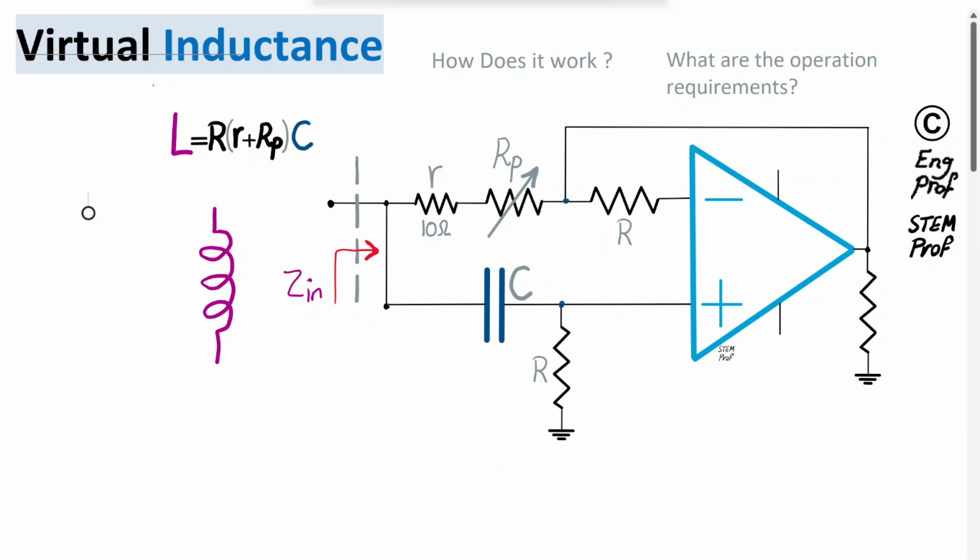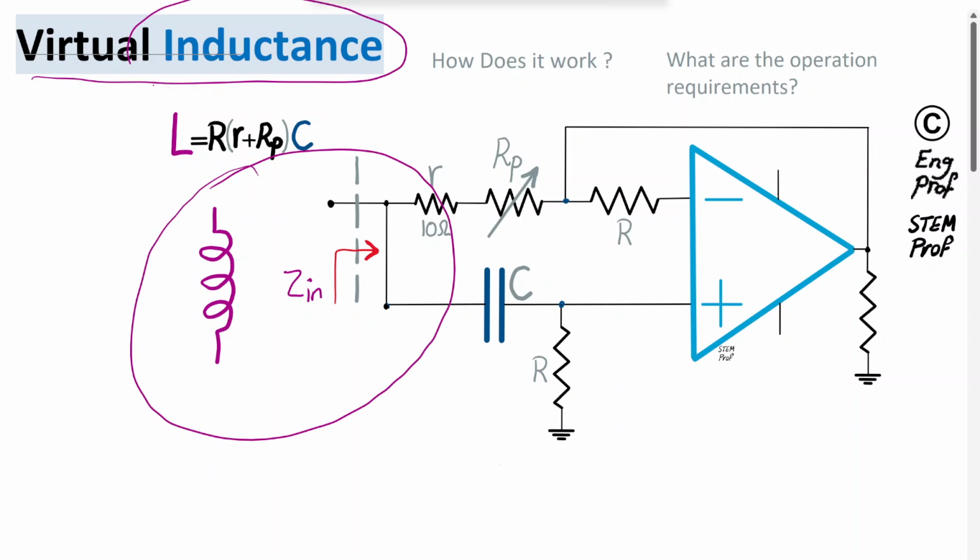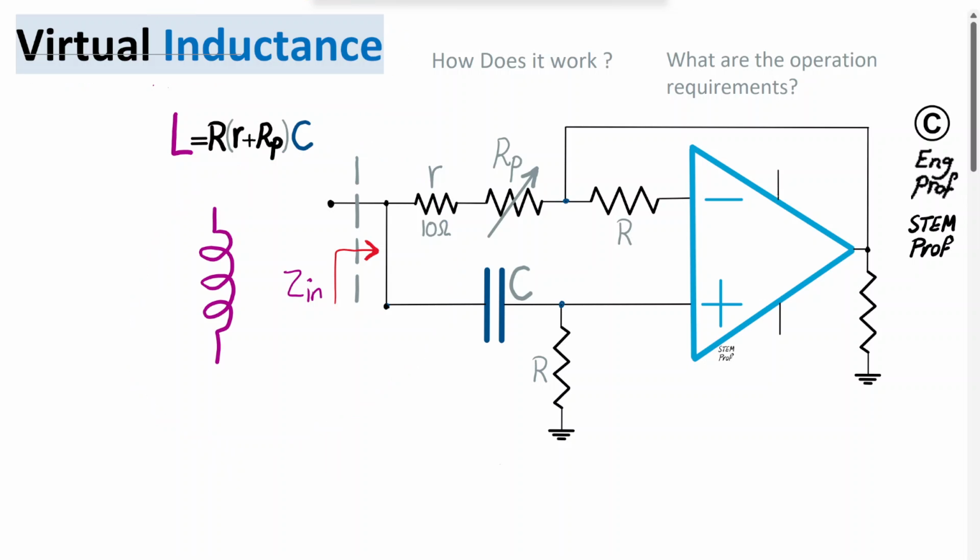An example implementation of a virtual inductance or simulated inductor is discussed in this analog circuit design video. The circuit is implemented with one operational amplifier, one capacitor C, and one variable resistor RP that can be either an analog potentiometer or a digitally adjustable resistor RDAC.